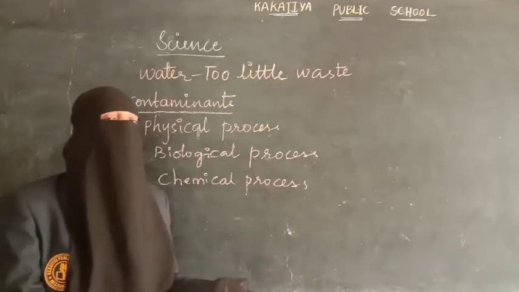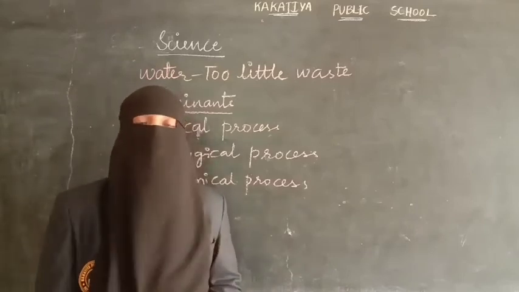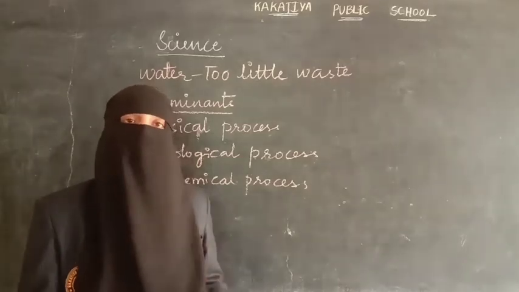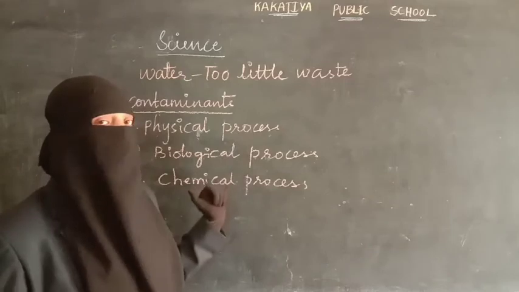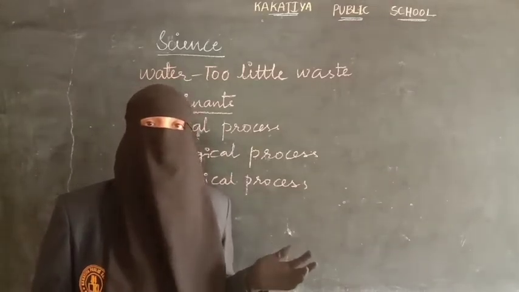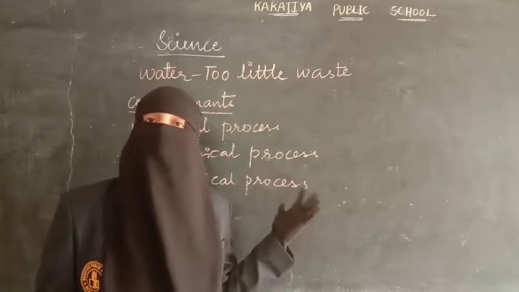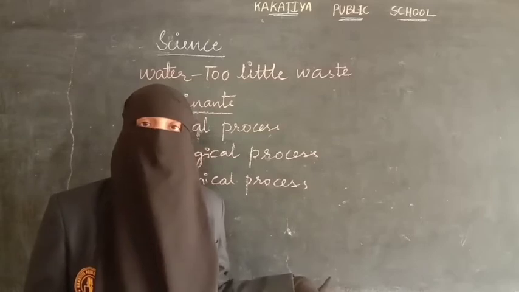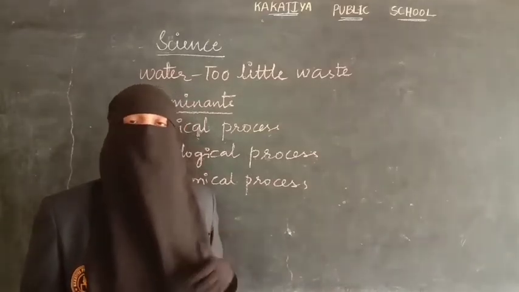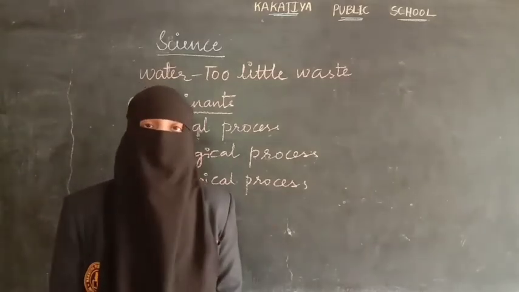Physical contaminants are organic impurities like animal waste, human waste, vegetable peels, fruit peels, pesticides and insecticides. Biological means microbial, all the microorganisms present in it. Next, the chemical process, because chemical impurities, that is inorganic impurities like nitrates and dioxides, are present. To remove all those things, we do the chemical process.